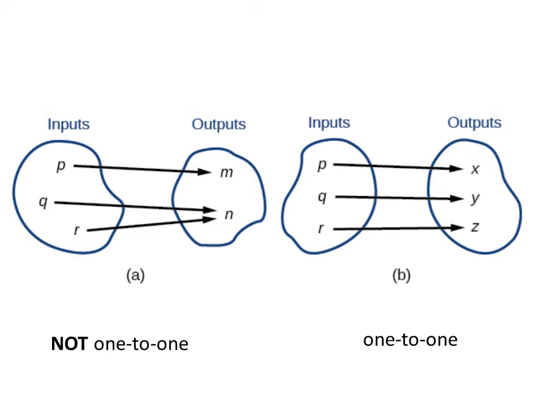To visualize this concept, let's look again at the two simple functions sketched in Figure A and Figure B. The function in Figure A shows a relationship that is not a one-to-one function because inputs Q and R both give output N. The function in Figure B shows a relationship that is a one-to-one function because each input is associated with a single output.